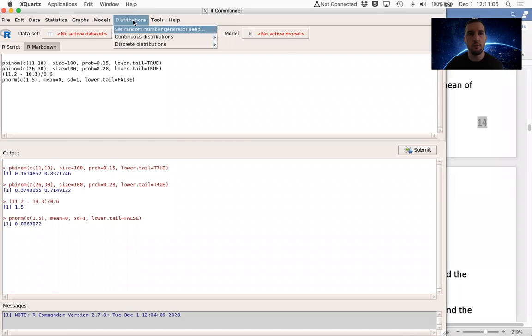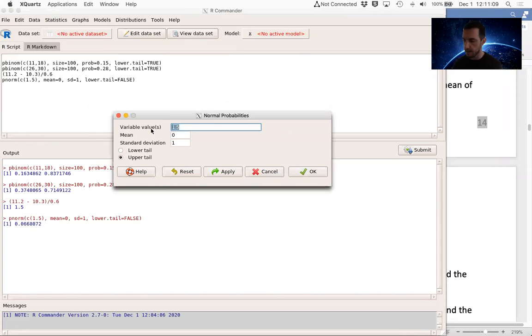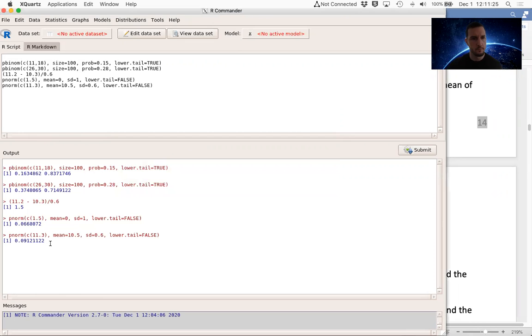The other option is you don't even have to convert it. You can just go Distributions, Continuous, Normal Probabilities. You can type in your values, so 11.3, 10.5, 0.6. This will give us the probability that X is greater than 11.3 with a mean of 10.5 and standard deviation 0.6. We click OK.